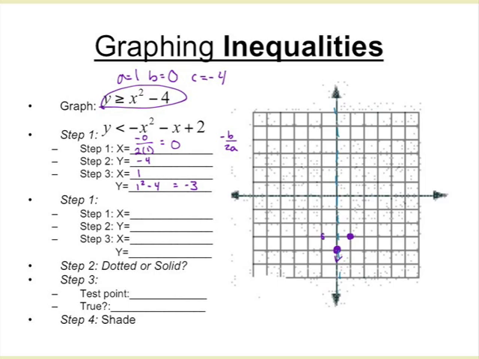I'm going to fold that over to get my third point. Then I decide dotted or solid for this. This one needs a solid because it has the equal to bar.